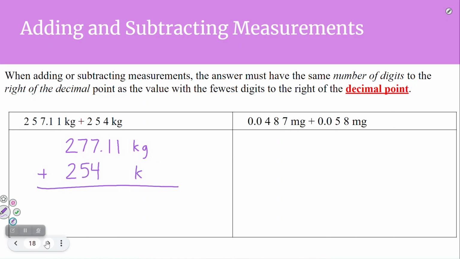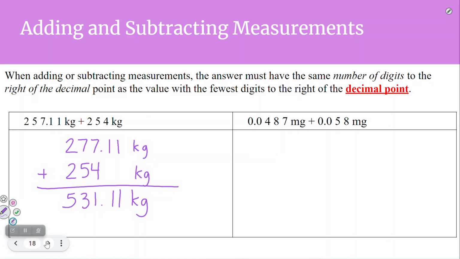Okay. So when you're adding those two together, let's see, what does a calculator say? Remember, you need a calculator. I'm using my phone right now. So 277.11 plus 254. Calculator answer is 531.11 kilograms. Now, is that something that we're allowed to report as a properly reported or rounded measurement?